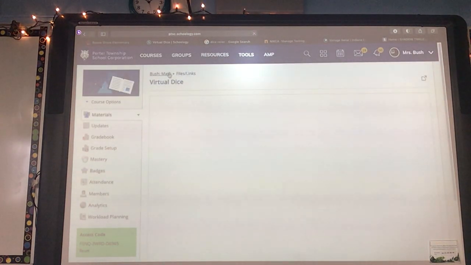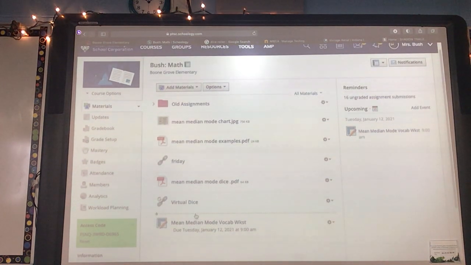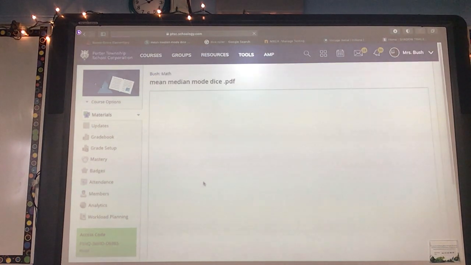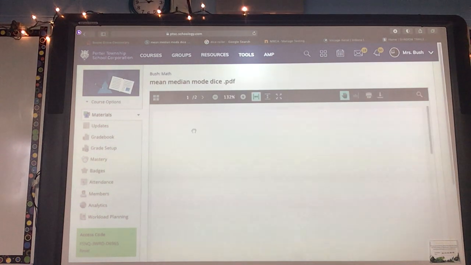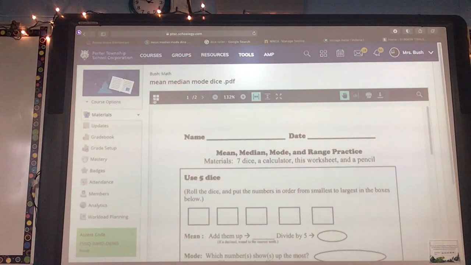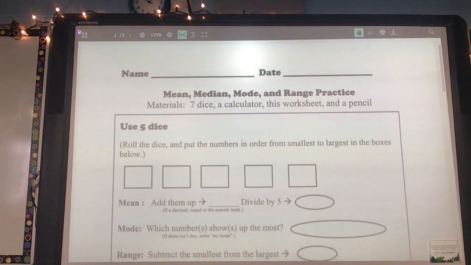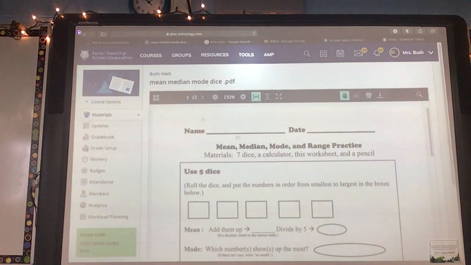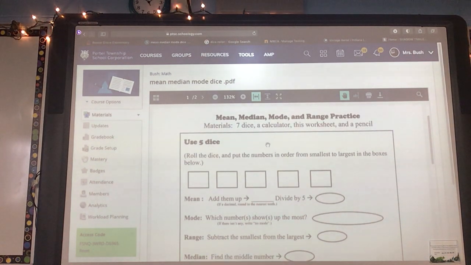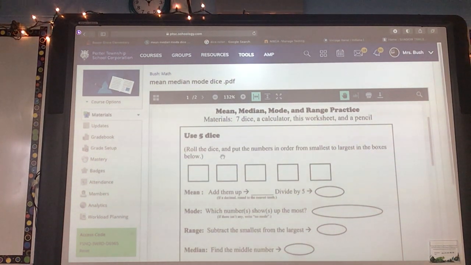All right. So let's go back. I'm going to pull up our worksheet. We're going to do some of these together. You guys also had more math for morning work using our mean, median, mode, and range vocab words. All right, so it says to use 5 dice. We are going to roll the dice and then put the numbers in order from smallest to largest in the boxes below. Okay, so let's roll our dice first.